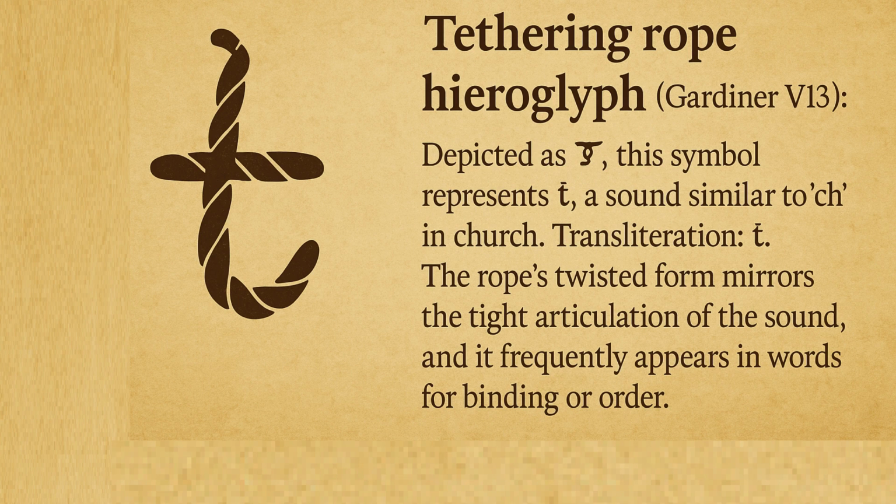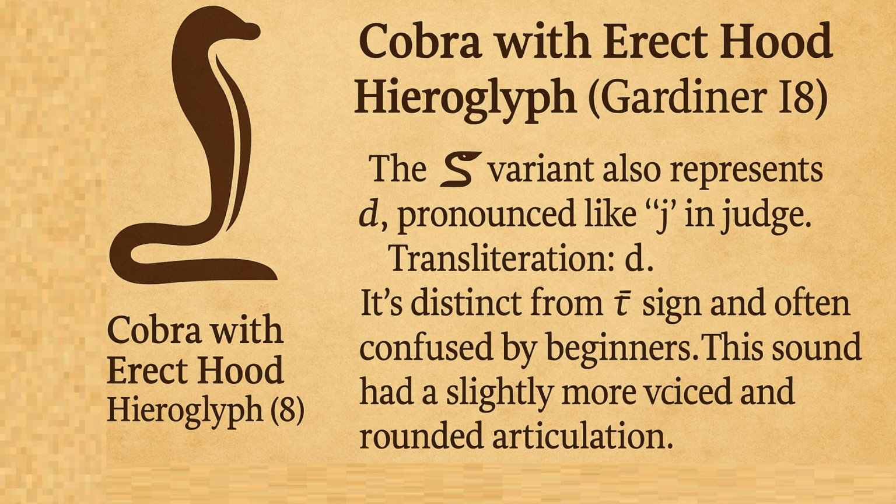17. Tethering rope hieroglyph, Gardiner V. This symbol represents C, a sound similar to ch in church. Transliteration. The rope's twisted form mirrors the tight articulation of the sound, and it frequently appears in words for binding or order.